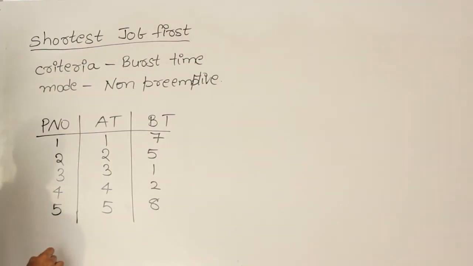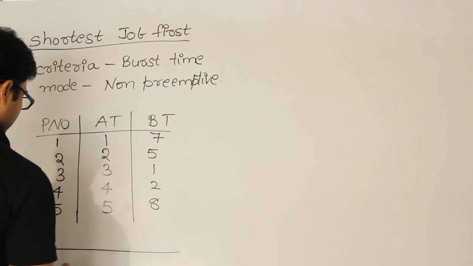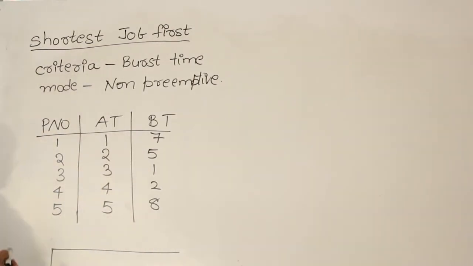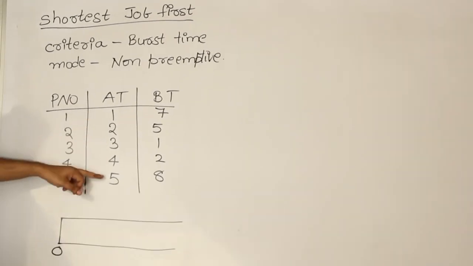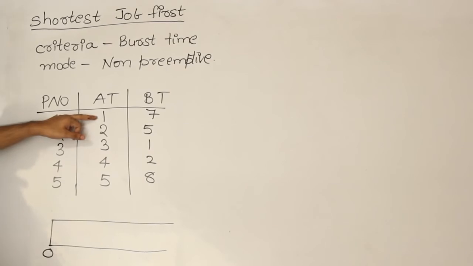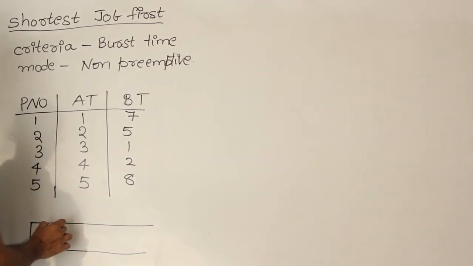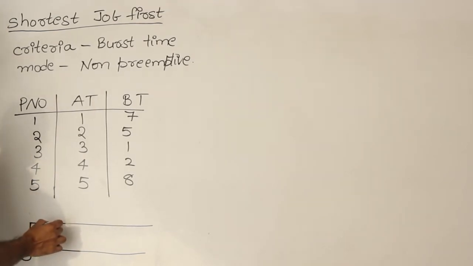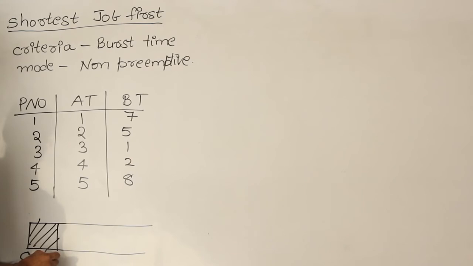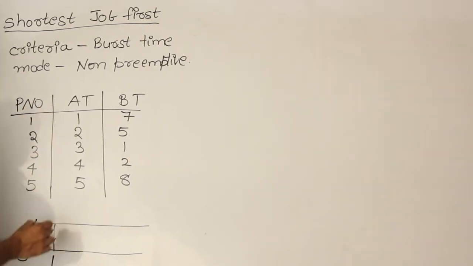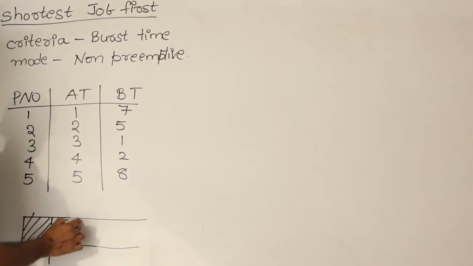First, I am going to use the Gantt chart starting at 0. At 0, is any process available? The minimum arrival time is 1. Therefore no process is actually available at 0. The first process will be available at time 1. Therefore from 0 to 1 the CPU is idle. Now at time 1 the only process available is P1. Therefore I am going to take P1 and run it till completion.